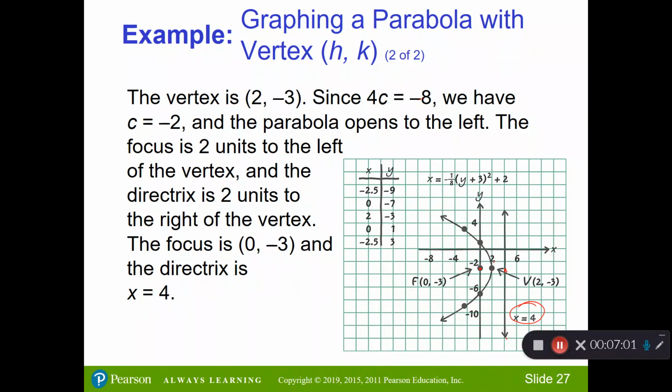Then we can plot a few points to get the points that we're going through on the parabola. So, because we have the equation, I can plot where y is 0 and get this point, and then keep going, okay?